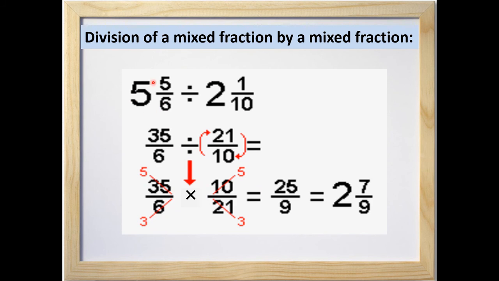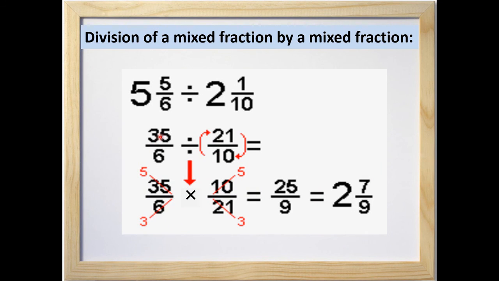So 5 by 6 is converted into improper fraction 35 by 6. How did we get this 35 by 6? 6 5s are 30. 30 plus 5 is 35. So 35 by 6. And how did we get 2 1 by 10 as 21 by 10? 10 2s are 20. 20 plus 1 is 21 by 10. So we have converted both the mixed fractions into improper fractions.